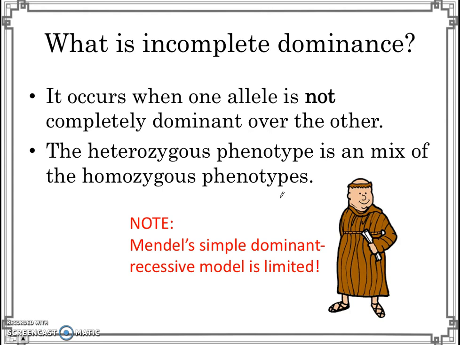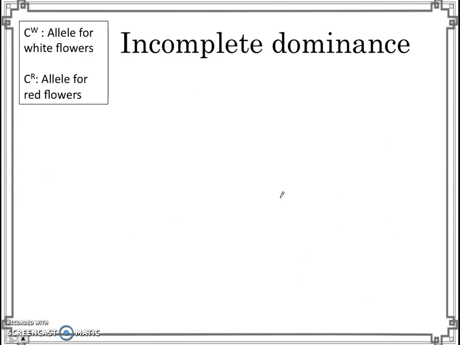And this is an example to show you that Mendel's simple dominant recessive model is limited. Right? Not everything in genetics is simple, where one is dominant and the other is recessive. Sometimes there's no clear dominant or recessive one. Sometimes both alleles mix together to get a mixed phenotype. So how can I explain incomplete dominance? How can I explain this pattern of inheritance?